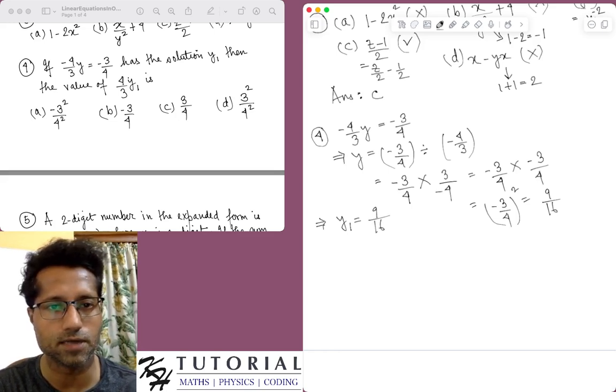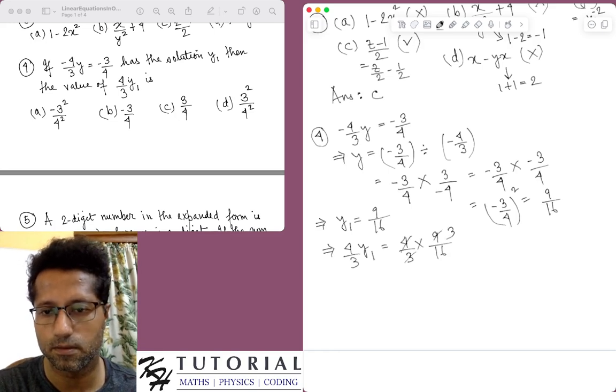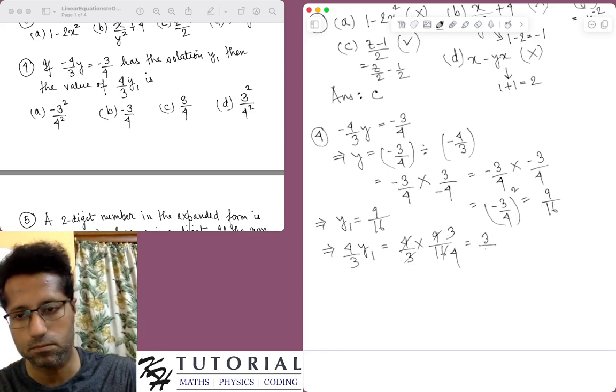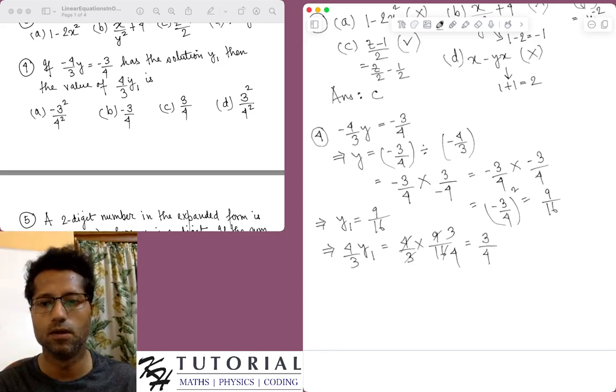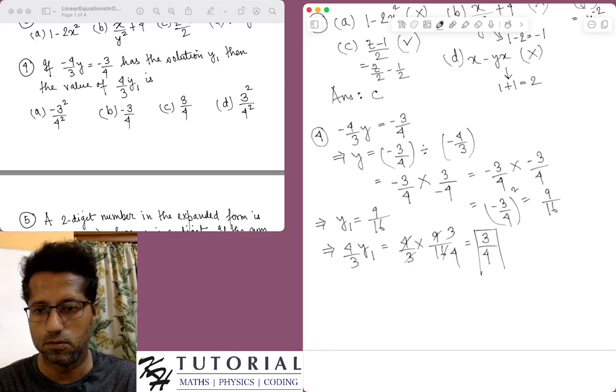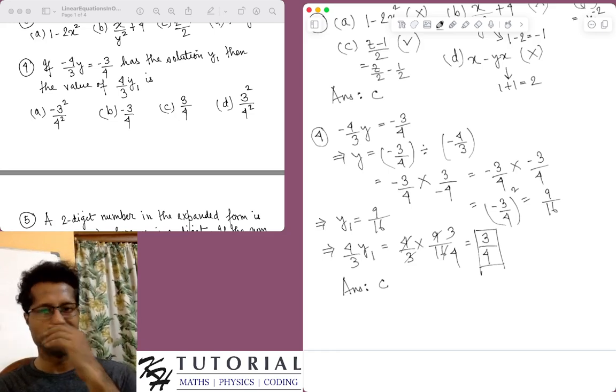Now it is asking the value of 4 by 3 into y1. This is 4 by 3 into 9 by 16. If you do the cancellation, this becomes 3 by 4. So the correct choice is C. The correct choice is C.